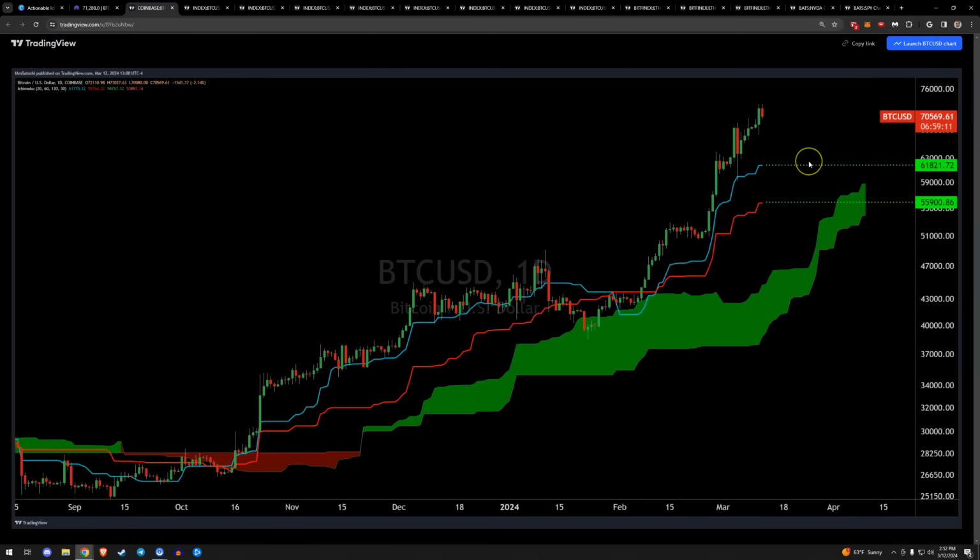But here in this moment today, year of our Lord, March 12th, 2024, the cloud is showing a TK disequilibrium here that is growing. And maybe more importantly, price is not only far above Kijun, the mean reversion level, it is far above the fast moving average, the Tenkan.